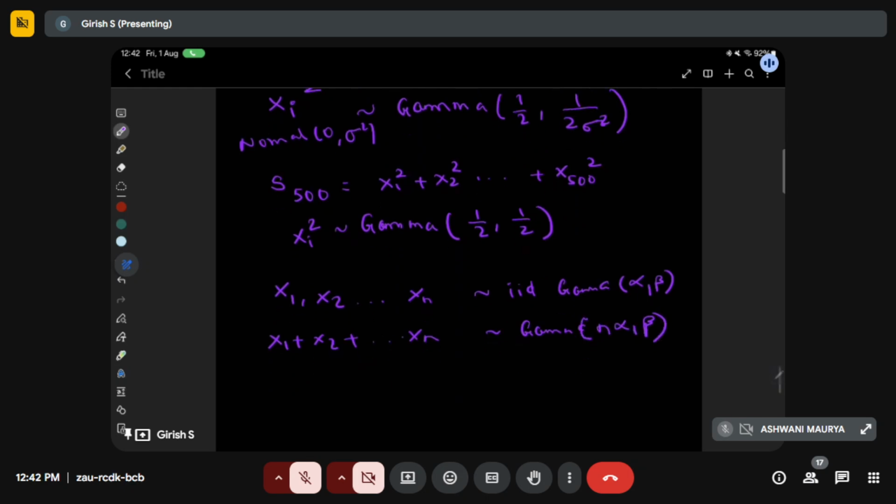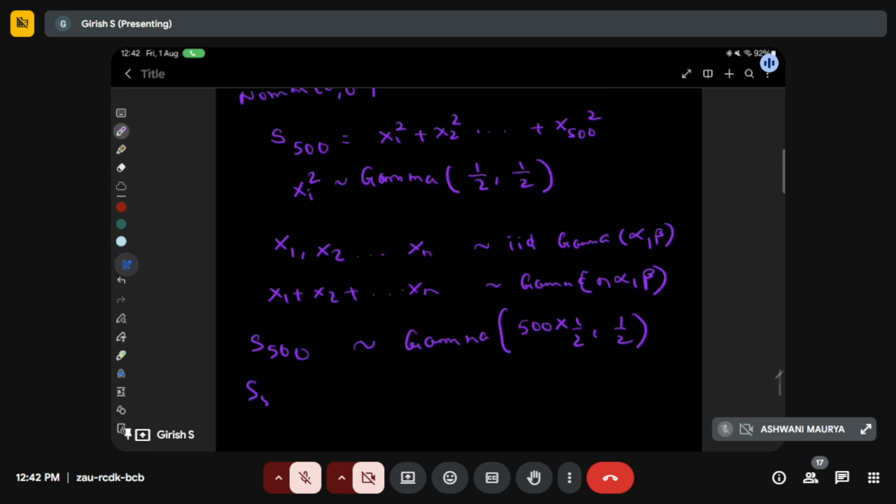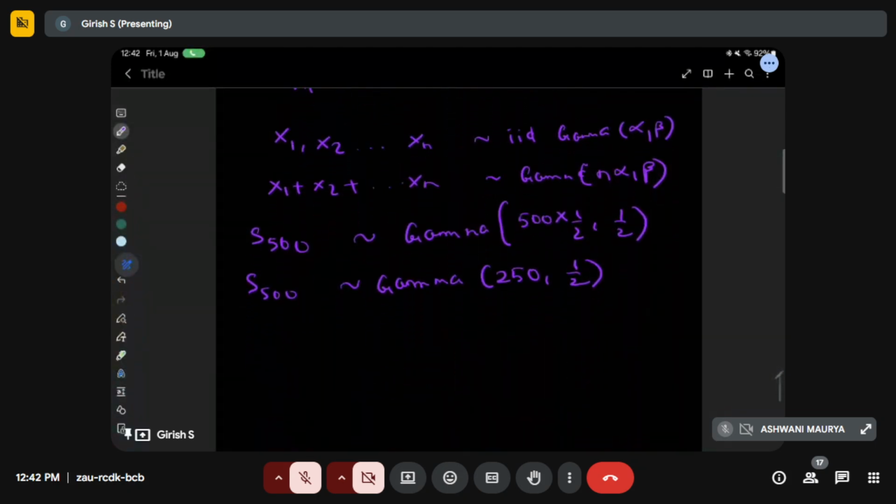So this will give you what? So S500 will now follow gamma(n alpha, beta), where n is 500, and beta as such. So S500 is following a gamma distribution with 250 comma 1 by 2, right? Is this point clear?